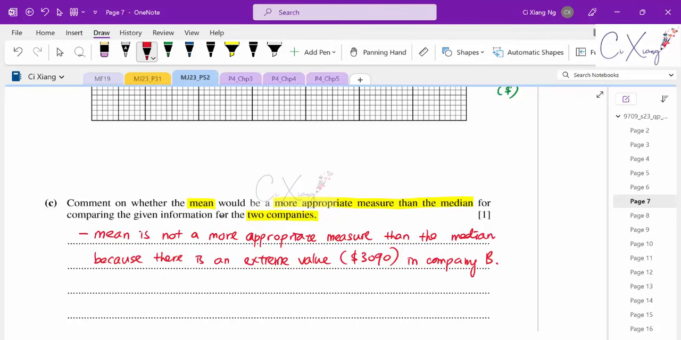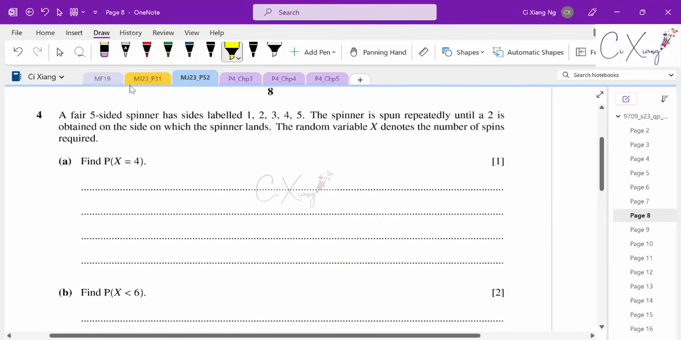Yeah, so this is how we put a simple comment on which measure is more appropriate for the central tendency for these two cell data. All right. Okay, so here we ended our question number 3. So we'll proceed to question number 4.